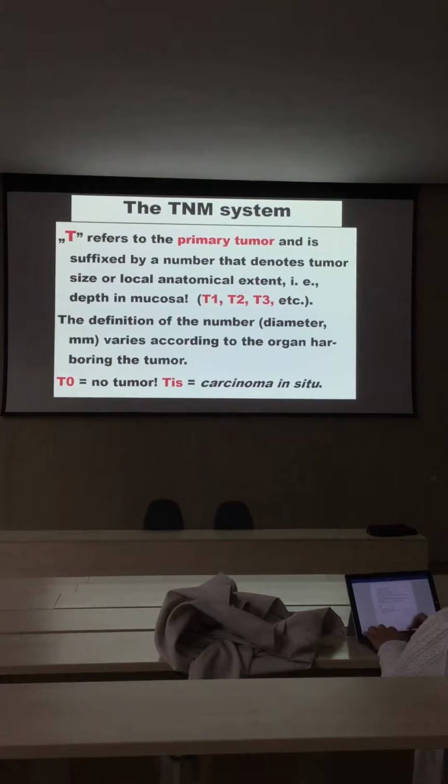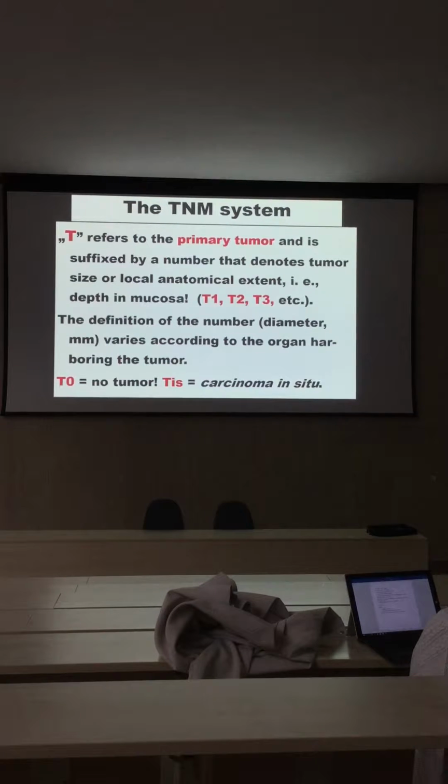Two important things: T0, no tumor. Tis, in situ carcinoma. Benign tumors do not have stages because they don't spread. For those who are ready for some intellectual challenge, I'll leave you with a question. Does it make any sense to talk about stage when we talk about an in situ cancer? No. It has not yet spread.